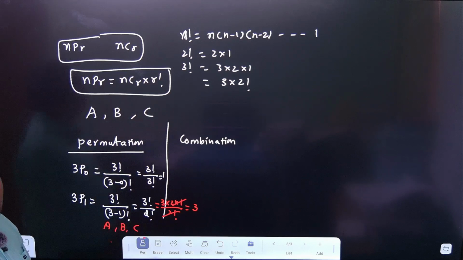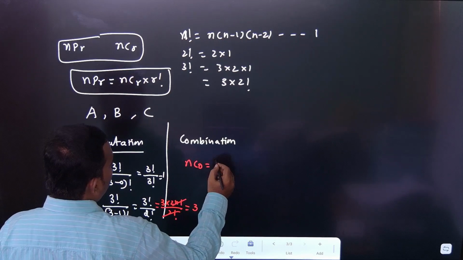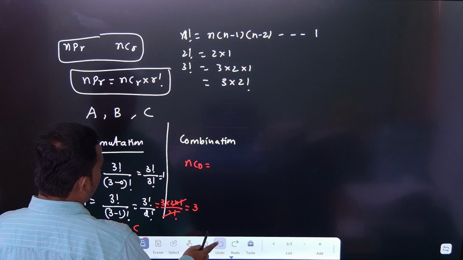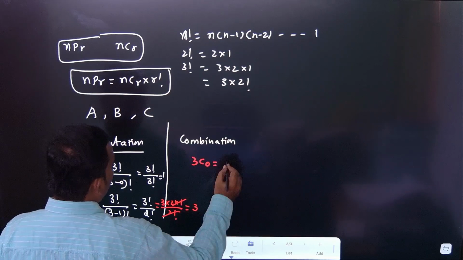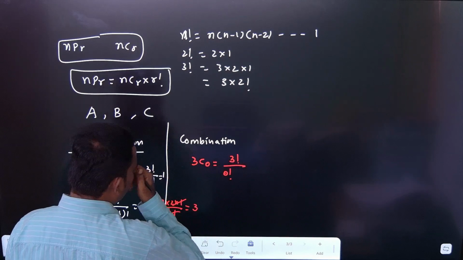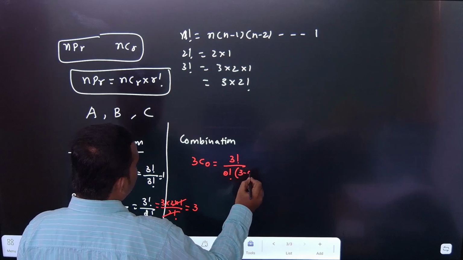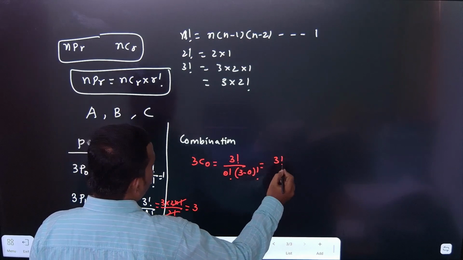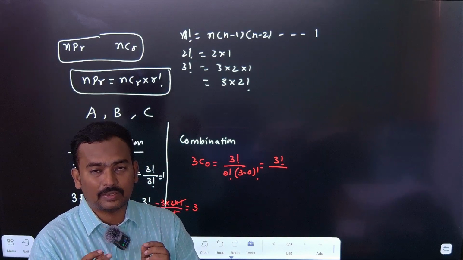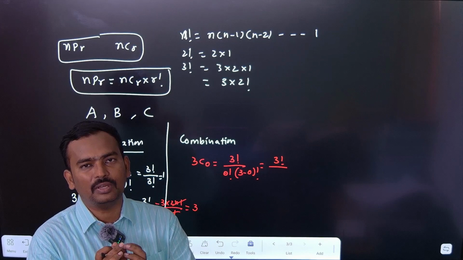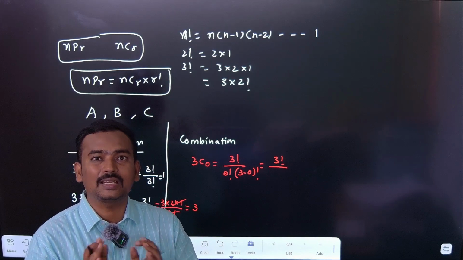In the same way you can compare the combinations. NC0. N here is 3, right? You have to use this 3. 3C0 is 3 factorial divided by 0 factorial into 3 minus 0 factorial. So 3 factorial, and 0 factorial is 1 because you are not selecting. 1 factorial means 1, right? 2 factorial means 2 into 1. 0 factorial means you are not selecting anything, right?